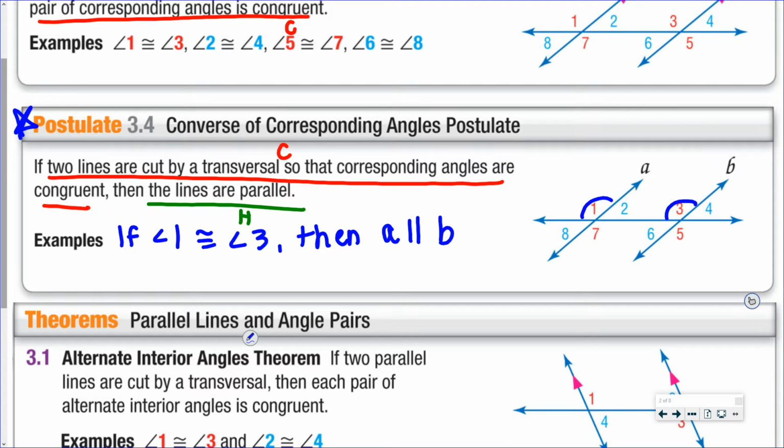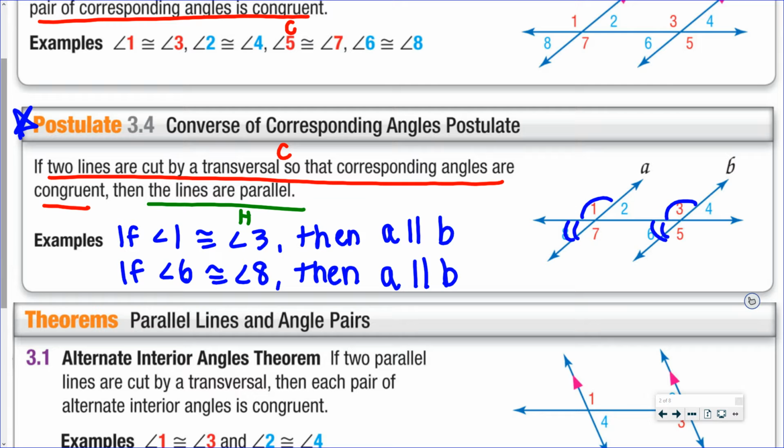You don't have to use those two angles. You could use 8 and 6 if you wanted to. Same thing. If you know a pair of corresponding angles are congruent, then the lines are parallel. We call that corresponding angles postulate, converse, or converse of corresponding angles postulate. So corresponding angles, that's one relationship we know.